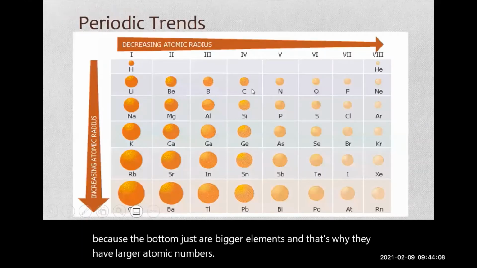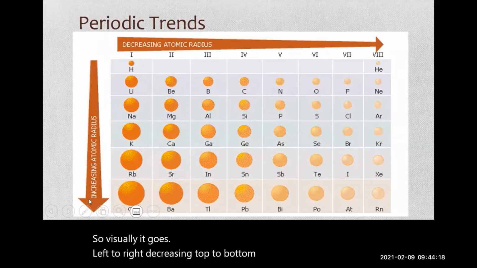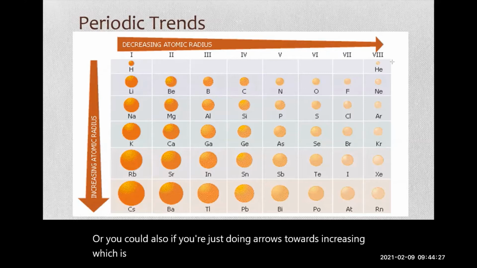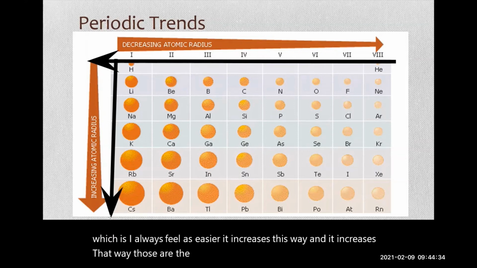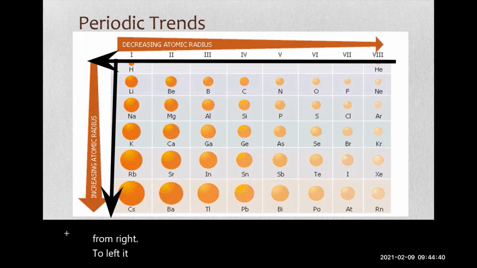So visually, it goes left to right decreasing, top to bottom increasing. Or you could also, if you're just doing arrows towards increasing, which I always feel is easier, it increases this way and it increases that way. Those are the two arrows for atomic radius. It increases from right to left, it increases from top to bottom.